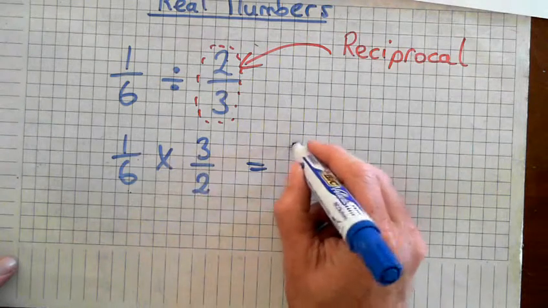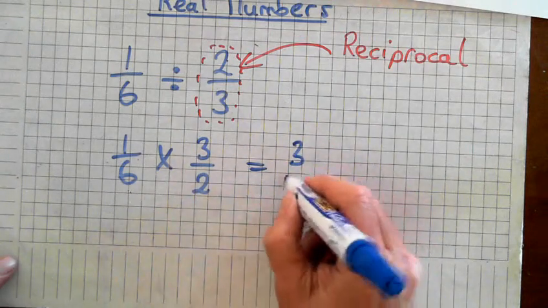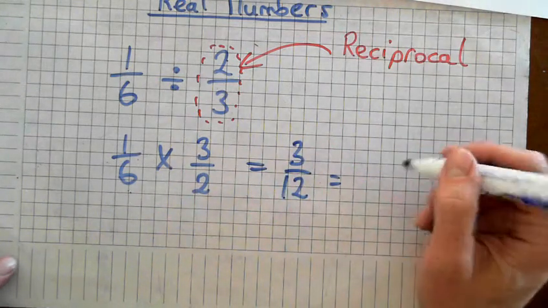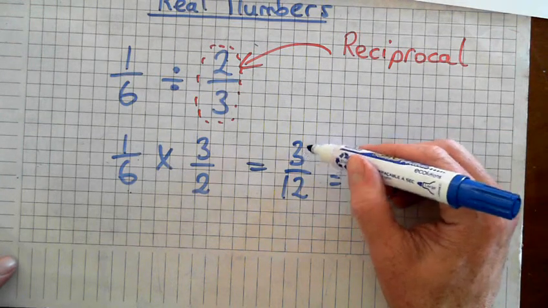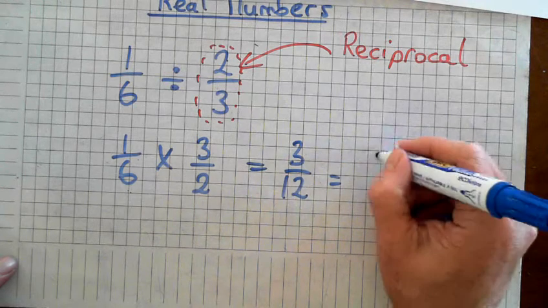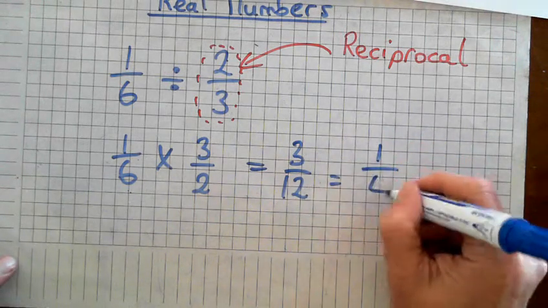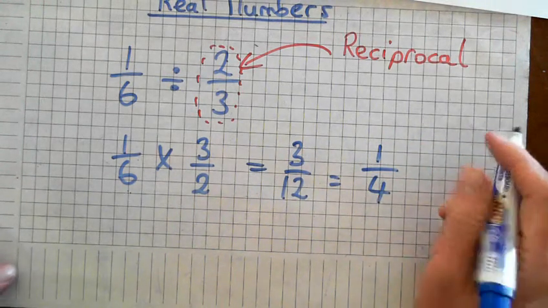Now multiply as normal. 1 times 3 is 3. And 6 times 2 is 12. 3 over 12. You can divide above and below by 3, and it doesn't change the fraction. So 3 into 3 goes once. 3 into 12 goes 4 times. A quarter.